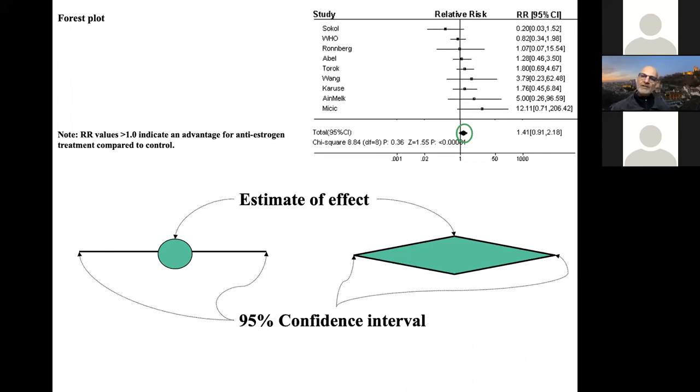If this line crosses the value 1, this means that your result is not statistically significant. And if this horizontal line of confidence interval does not include the value 1, then it means that your result is statistically significant. And these individual results, the points and the confidence intervals, are subjected through meta-analysis to production of a summary result. The summary result is frequently presented as a diamond, where the middle of the diamond represents the point estimate of the summary, and the length from side to side represents the confidence interval of the summary.